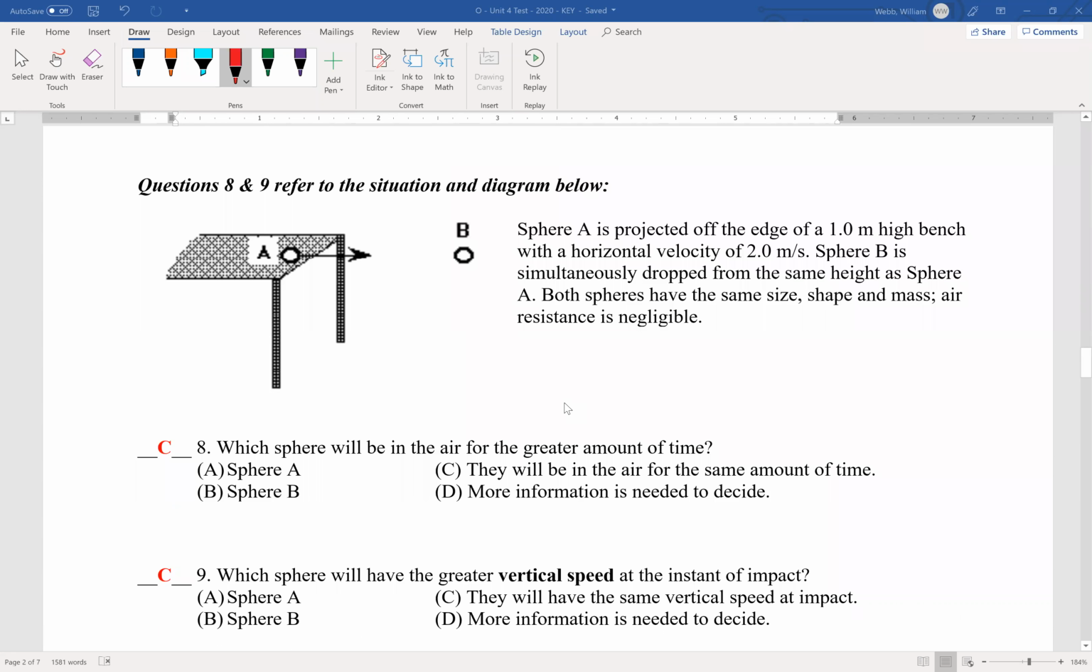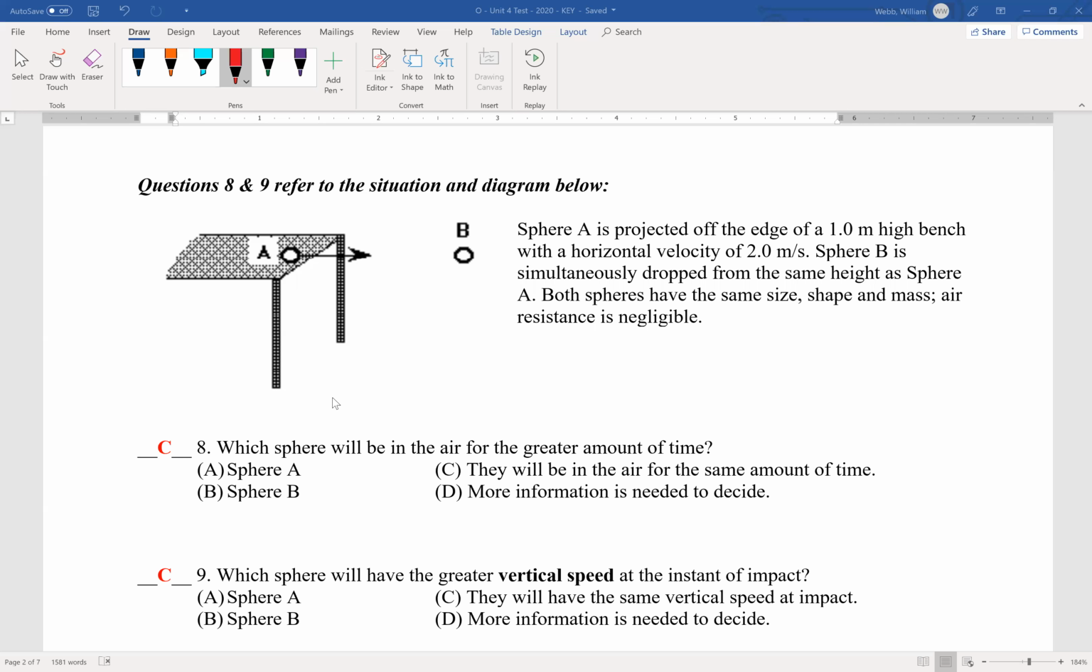Number 8, sphere A is projected off the ledge 1 meter high with a horizontal velocity of 2 meters per second. Sphere B is simultaneously dropped from the same height as sphere A. Both spheres have the same size, shape, mass, and air resistance is negligible. So 8, which sphere will be in the air for the greatest amount of time?